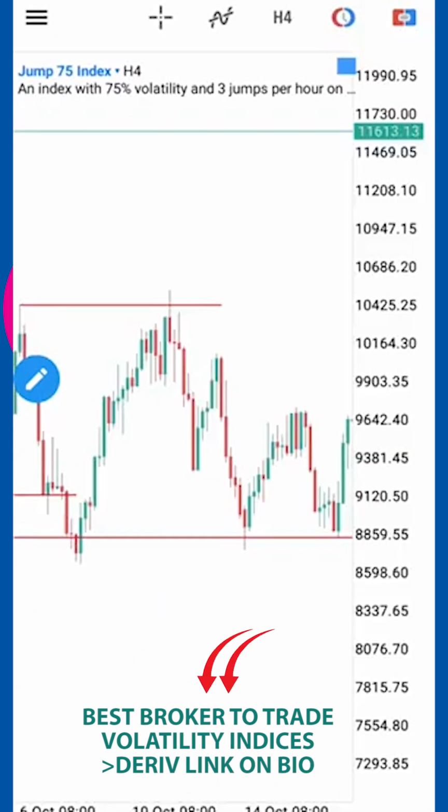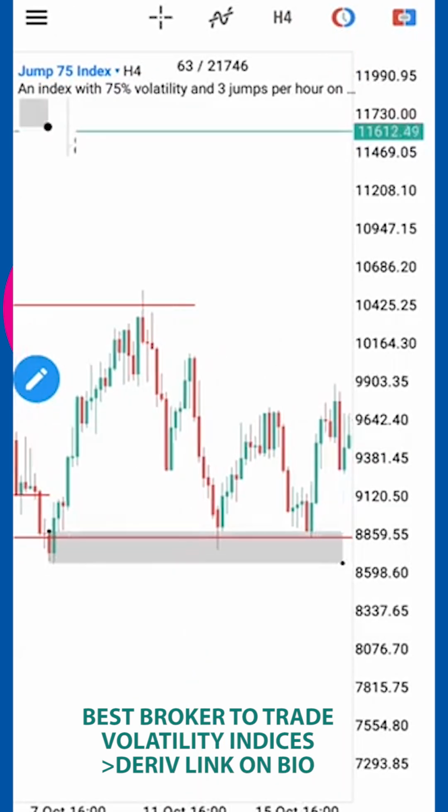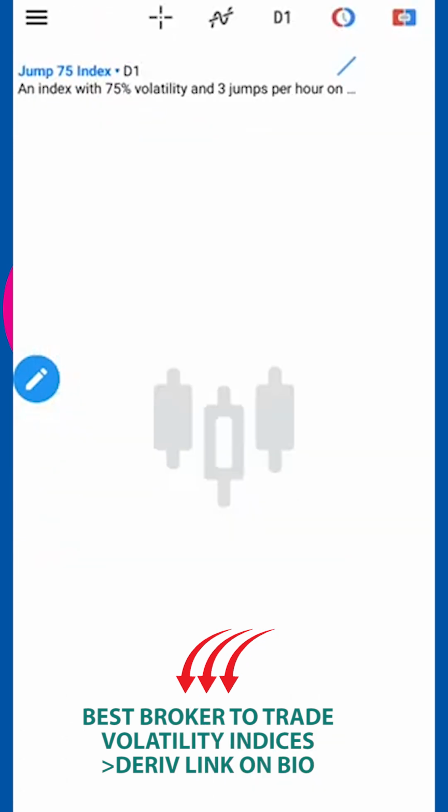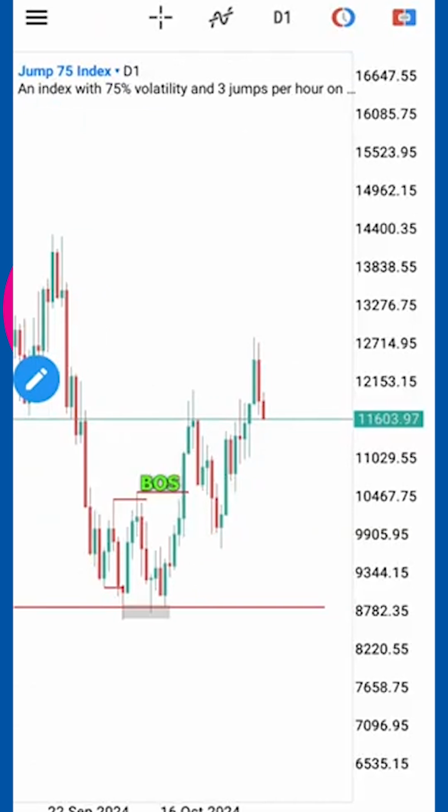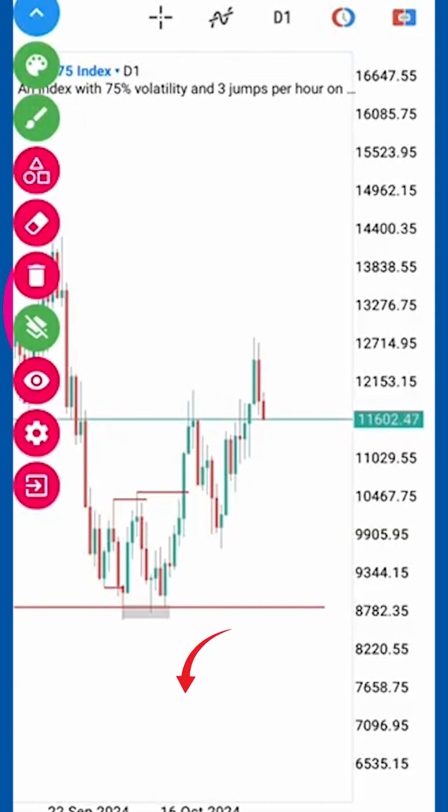So right after the price gave us a change of character, it went down to respect the 4-hour bullish order block, and then it confirmed our buy reversal by giving us a break of structure. And as soon as it broke structure, I want you to see how it returned back down.